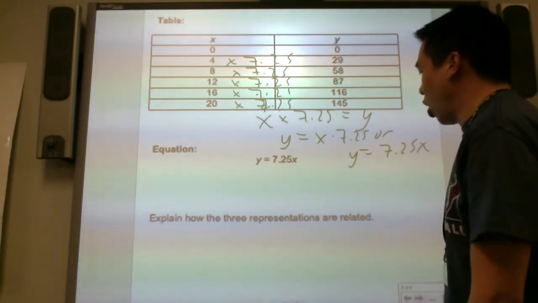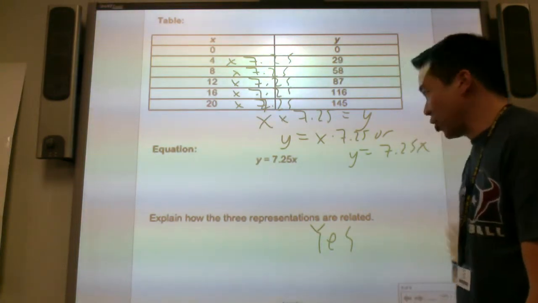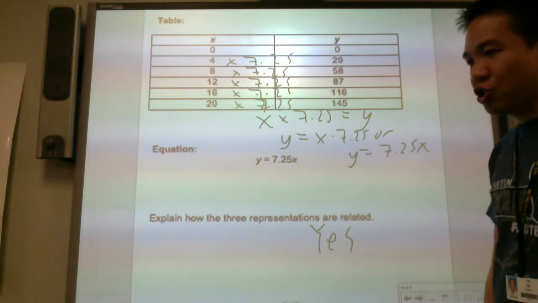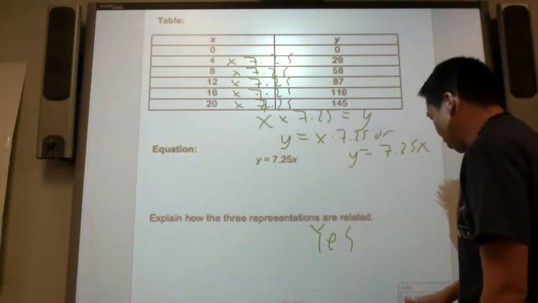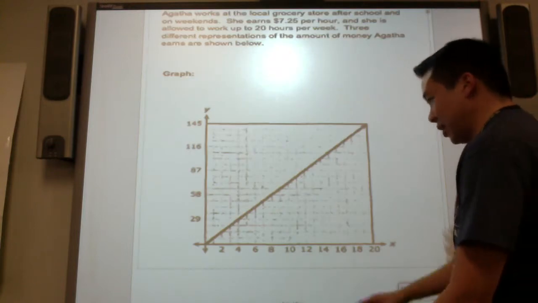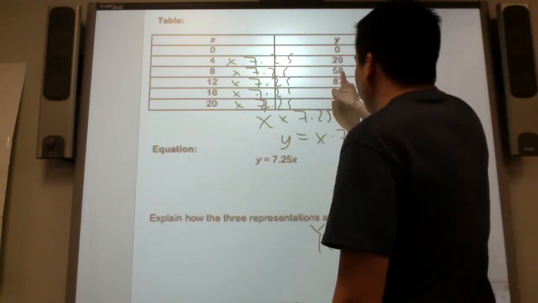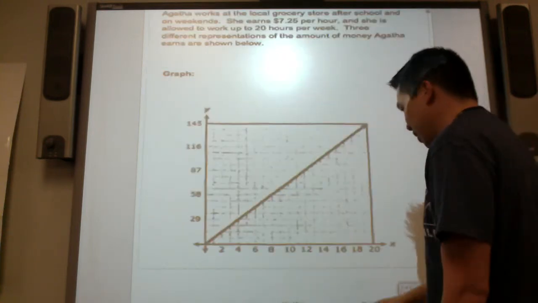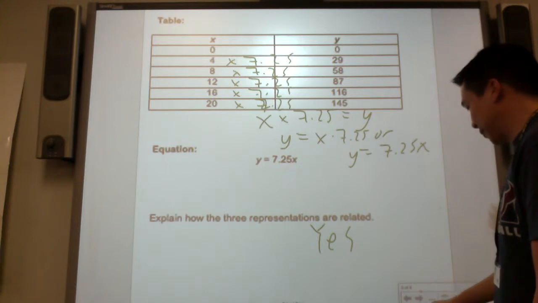And so are all these related? Yes, they are, because it's showing that every hour she makes $7.25. In 4 hours she makes $29. So let's go back to our graph. Does that show that? In 4 hours she makes $29. It does. In 8 hours, times $7.25, she makes $58. So it shows it. Yes, they are all related.